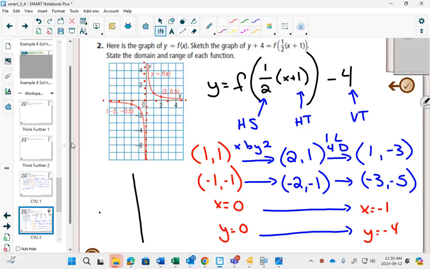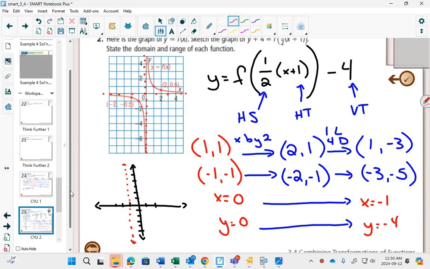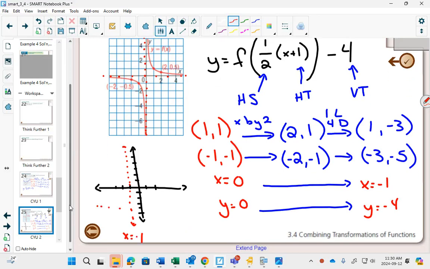I'm going to not sketch on the same graph. I find that with graphs with asymptotes, if you start sketching them on the same graph, it just gets too busy. So I'm going to start a new graph. On this new graph, I'm going to add my vertical asymptote now at x equals -1, and my horizontal asymptote now at y equals -4. I can plot my new points, 1, -3 and -3, -5, and just draw towards my asymptotes.